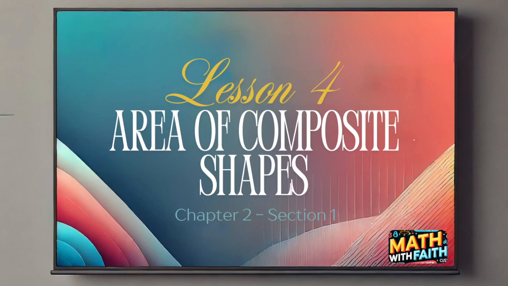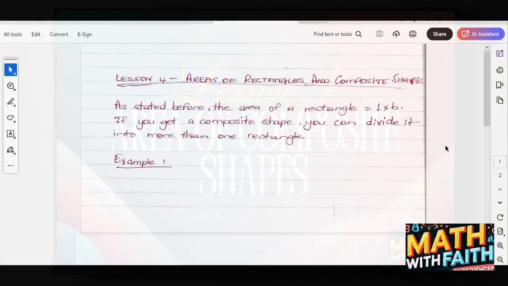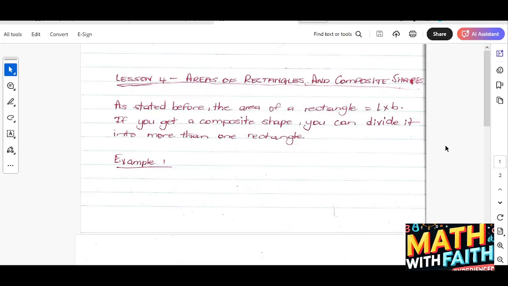Welcome to lesson 4 of chapter 2, where we are dealing with measurements. And this is section 1, areas of rectangles and composite shapes. Now, we would have examined before the area of a rectangle. So as stated before, the area of a rectangle is L by B, meaning its length by its breadth.